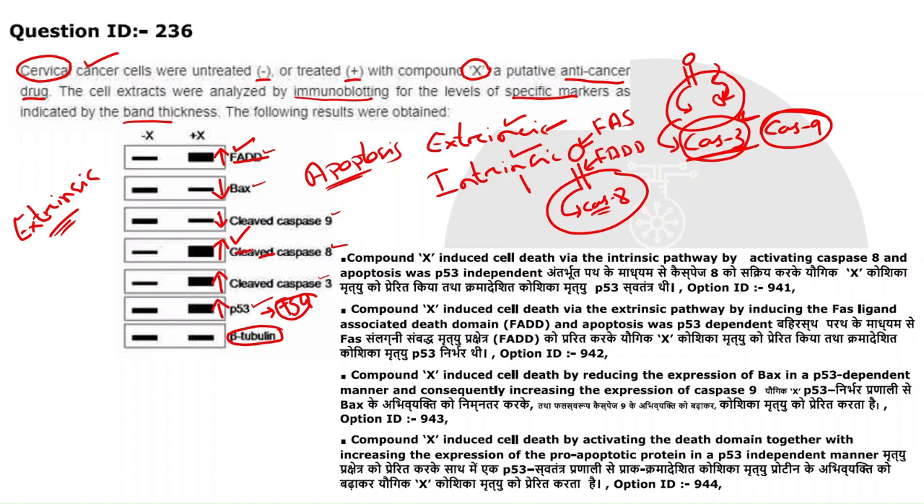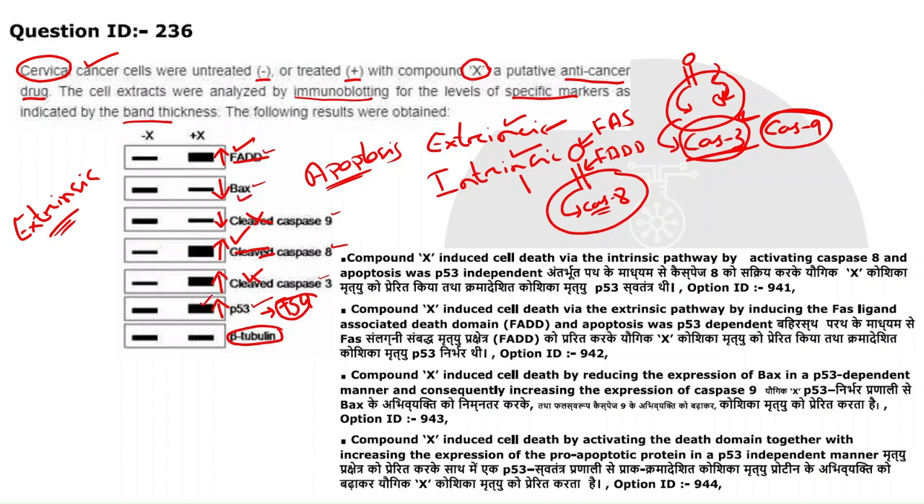and caspase 9, so it is not through the intrinsic pathway. And at the end, caspase 3 means that these cells will die, the cells will undergo apoptosis via caspase 3. Then comes BAX and P53.